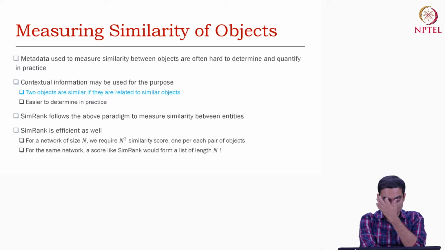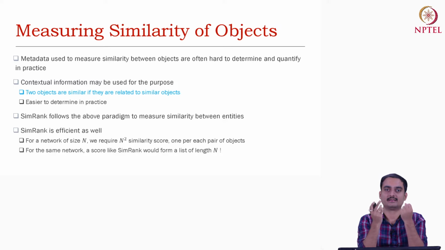Okay. So the idea is that two objects are similar if they are related or they are cited by similar types of nodes. Okay. So here what is the idea? The idea is that we are measuring the similarity between a pair of nodes, and our task is to return those pairs which are similar, whose similarity values are higher.